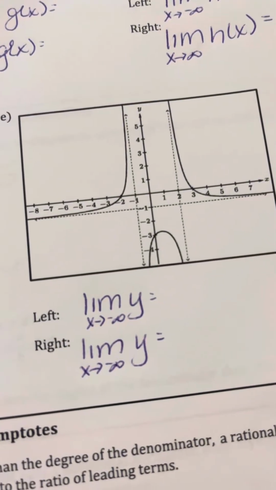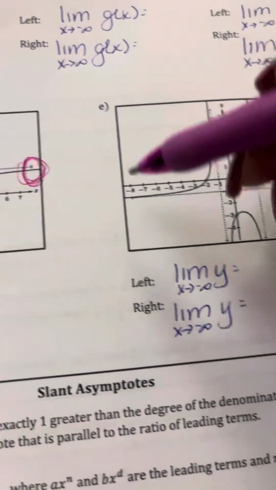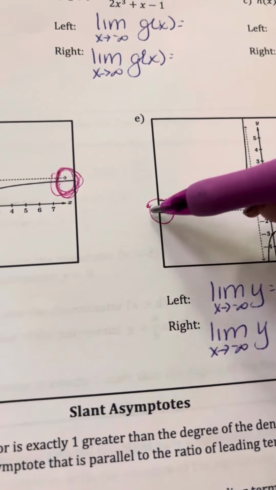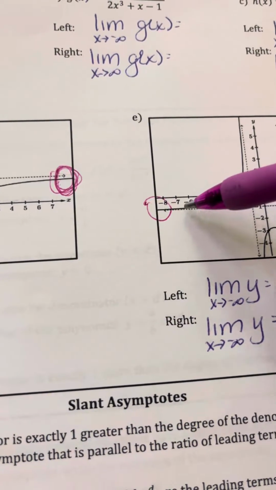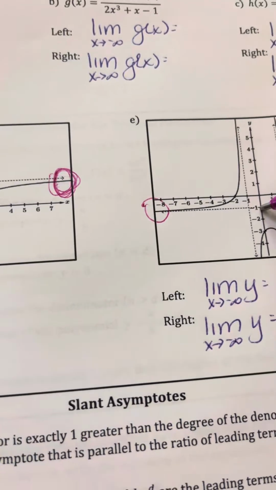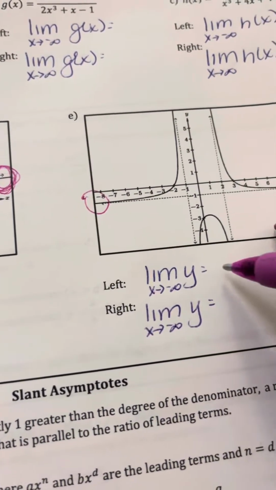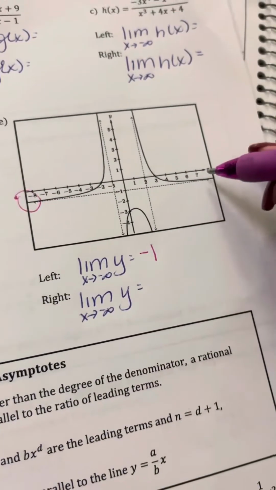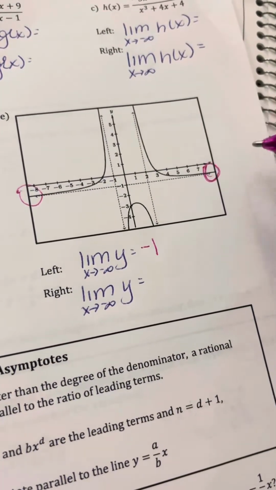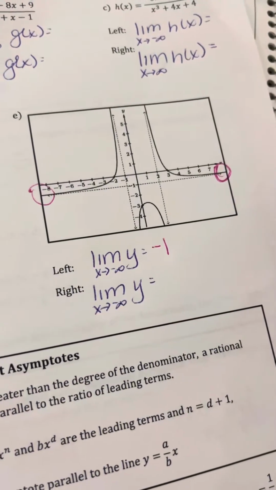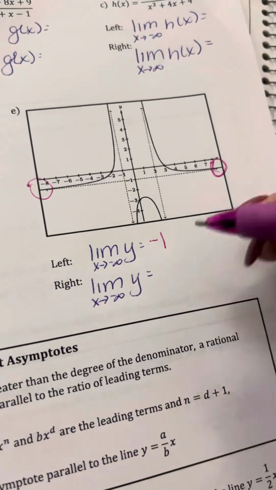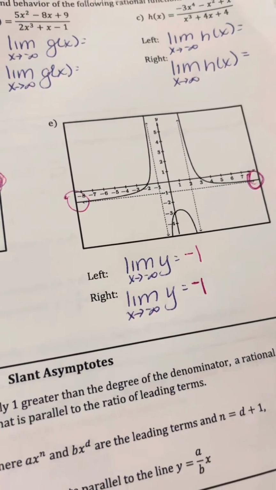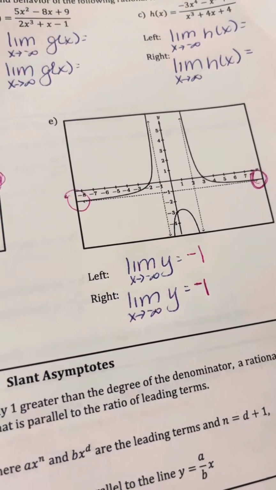So right here, as we look to the left, again, we have a horizontal asymptote. That horizontal asymptote passes through -1 on the y-axis, so my end behavior is -1. Likewise over here to the right, the horizontal asymptote determines the end behavior, -1. The horizontal asymptote determines the end behavior.